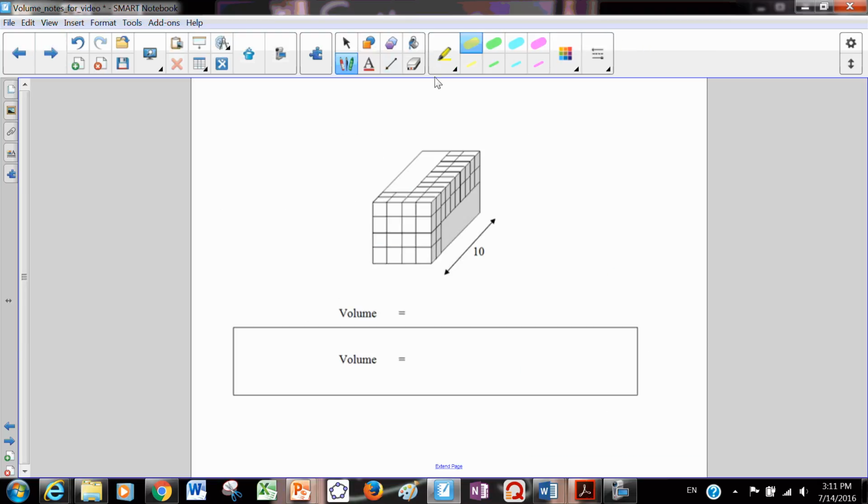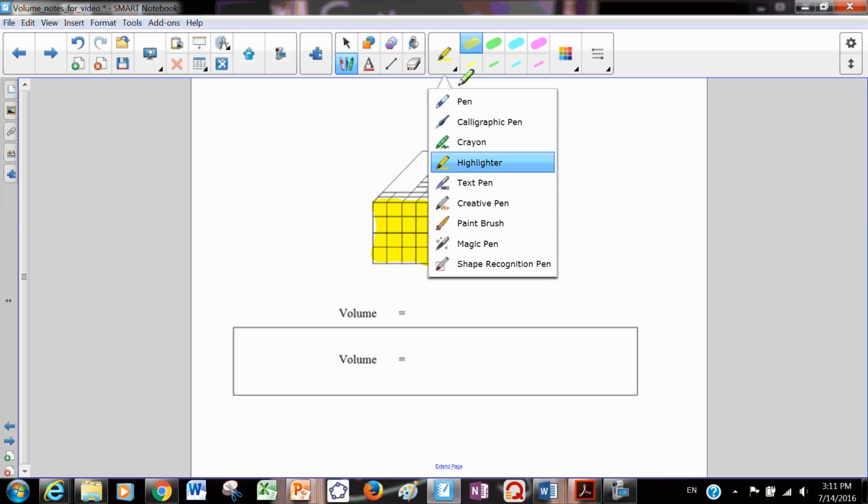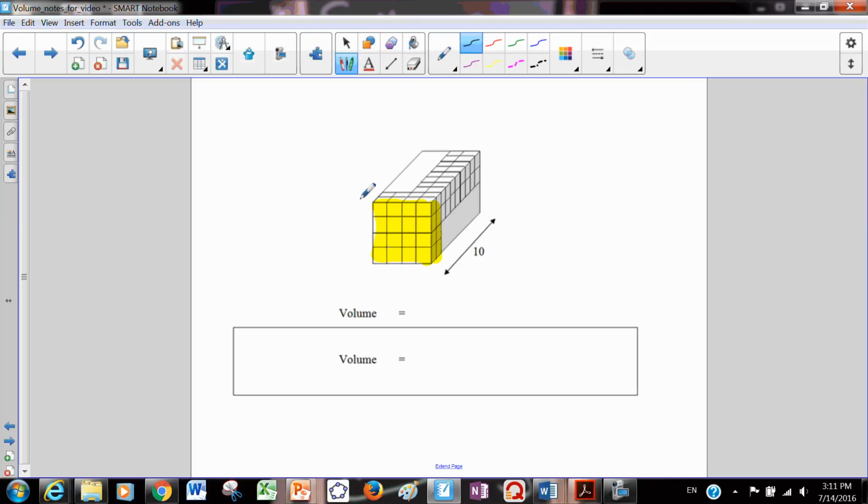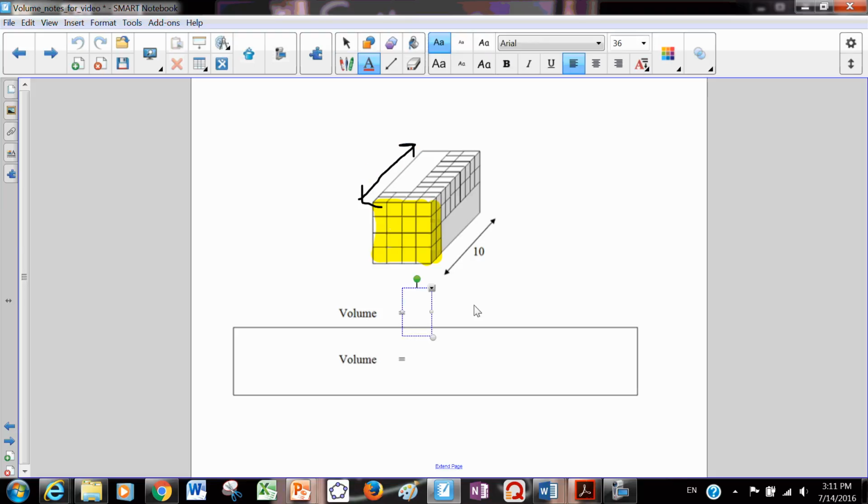Now, how do we calculate the volume of that? What we're going to do is calculate the area of the base here, and then we're going to multiply that by the height. The height means here, between the two bases. So you have to remember that to find the volume, we have to calculate the area of the base times the height.